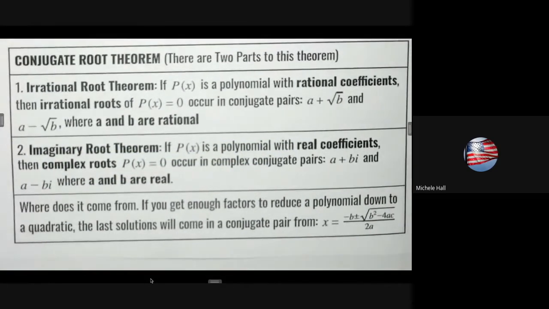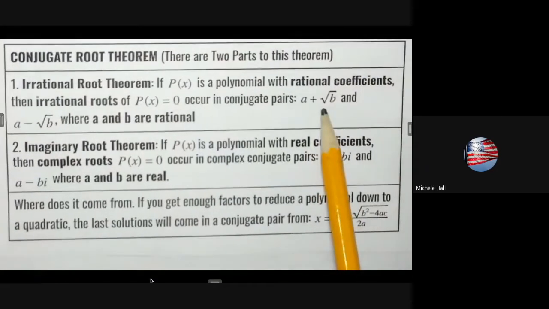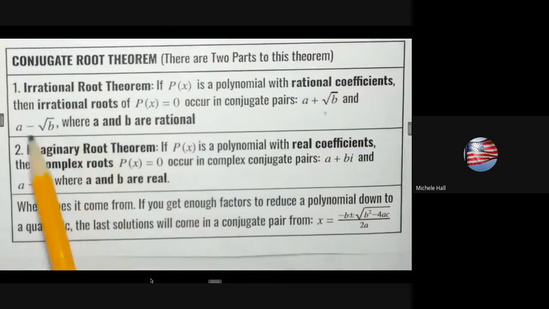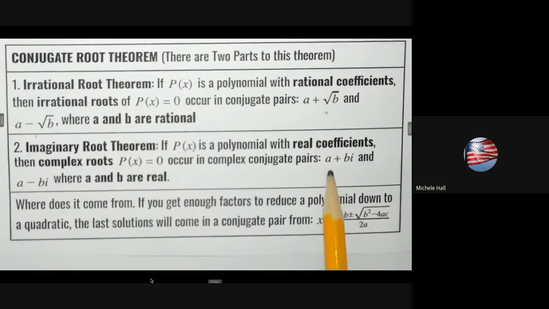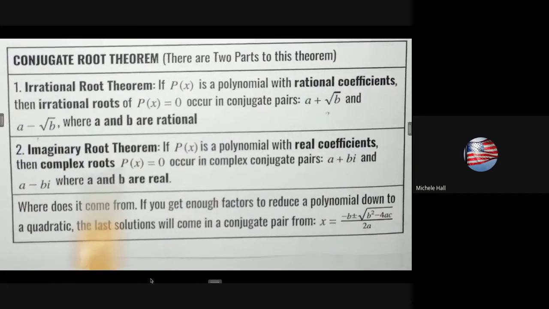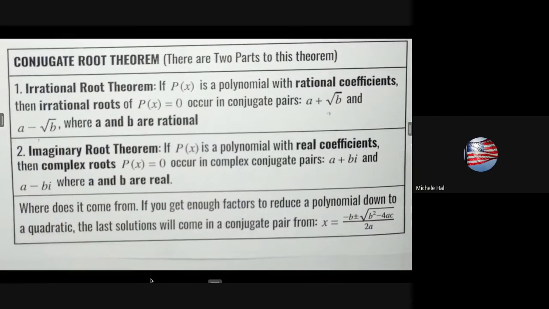From quadratics, we had the conjugate root theorem. If we have a plus the square root of b, we know that we also have a minus the square root of b. And that would also be true for a plus bi. We also have a minus bi. And these can be seen from the quadratic formula.